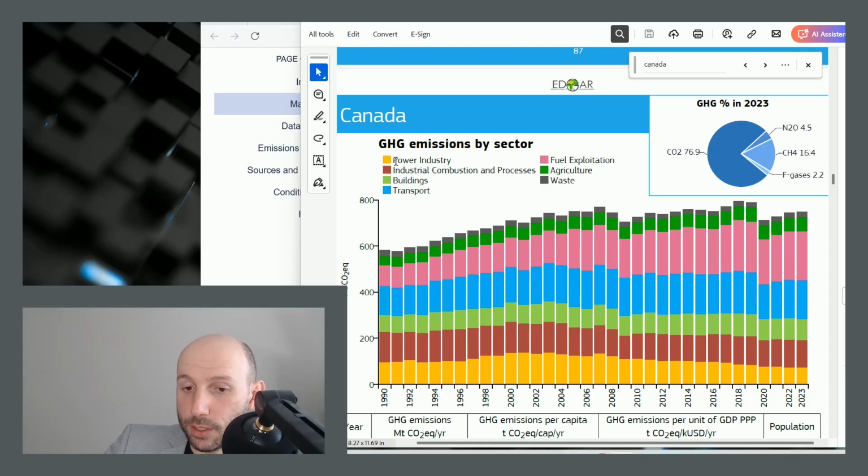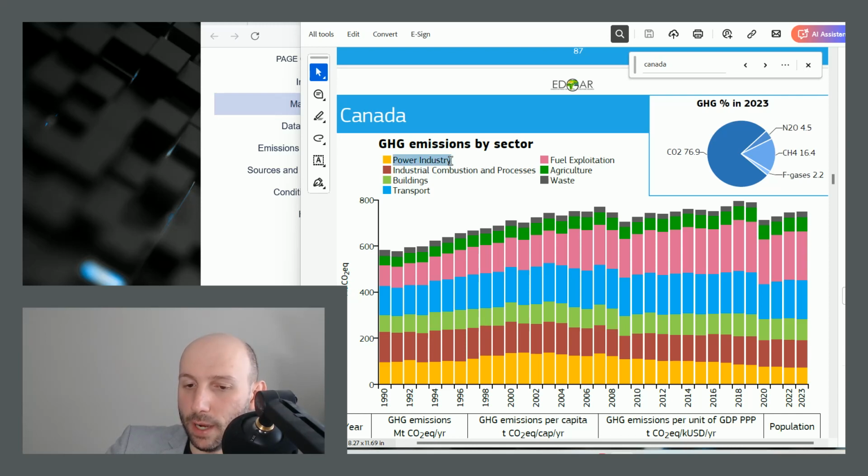So where do greenhouse gas emissions come from? You've got the power industry, which is generating electricity. You've got industrial combustion and processes, so factories. You have buildings, transportation, right? Heating, air conditioning, gas, cars driving around. Fuel exploitation, so extracting natural resources for the purpose of fuel. You've got agriculture and you've got waste, okay? So here you have 2023. The amount of each color represents what portion of the total amount comes from that part of industry.